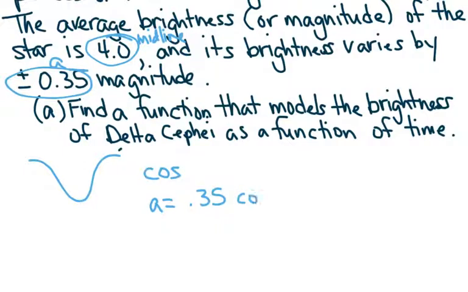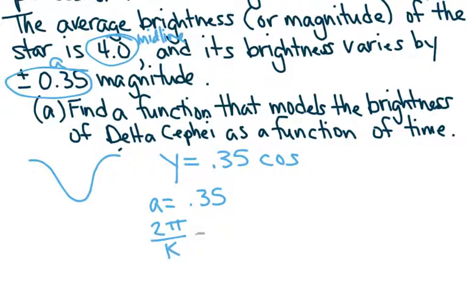And then we're going to do cosine. Well, I shouldn't skip that. So, erase that. y is equal to 0.35 cosine of, now let's find k. To find k, 2 pi over k is going to equal the period.